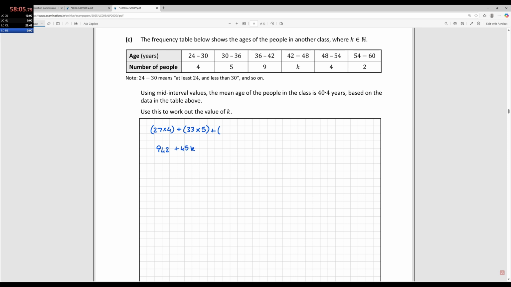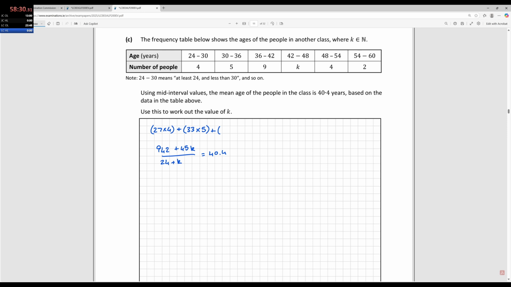45k, and we'd have to have divided it by 24 plus k, because that's all the numbers on the bottom added together. I think 9 is 18, 20, 24, yeah. And they told us that they got 40.4. To just turn this into algebra, summing that up, 40.4 multiplied by 24.